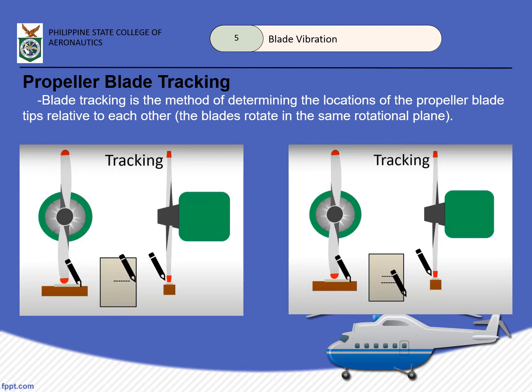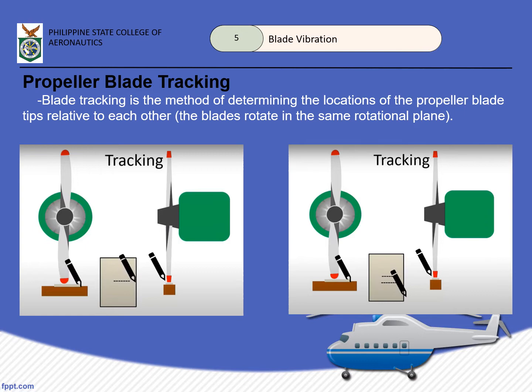So, kailan ba ginagawa itong propeller blade tracking? So, you typically check blade tracking first during an inspection when troubleshooting a vibration problem, just like what we connected this into, kasi galing tayo dun sa ating vibration. So, syempre, during an inspection. Or it can either be done then as a final check after balancing and reinstalling a propeller.